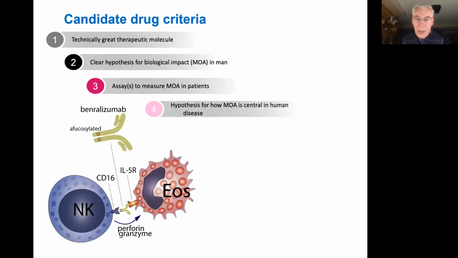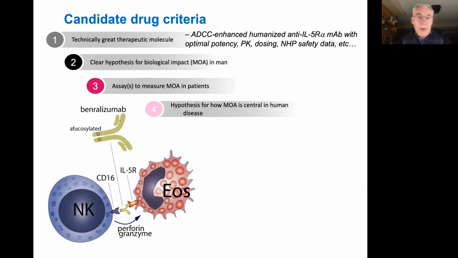So to go back to the drug criteria then, the first criterion is to have a technically great molecule. So this was a well-characterized antibody with all the properties and safety profile in non-human primates, and half-life and dose, and all of these things that would make it ideal for use eventually in human patients. And the hypothesis was super simple in this case. Just let's get rid of the eosinophils. That's what we want to do.